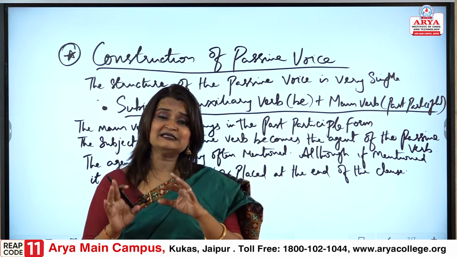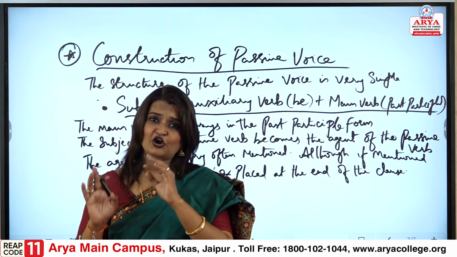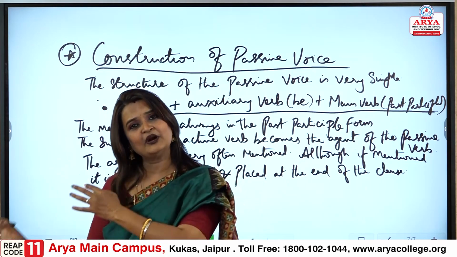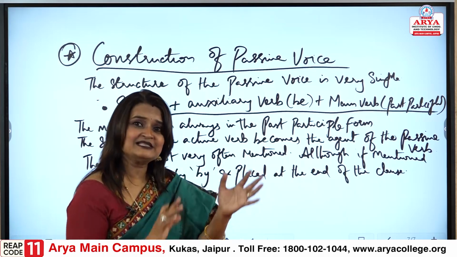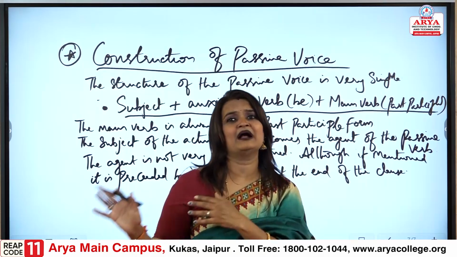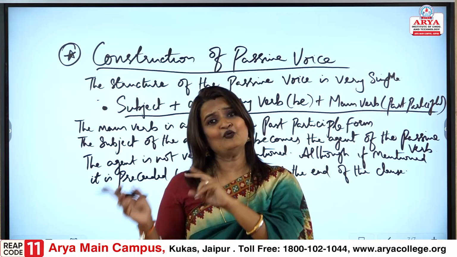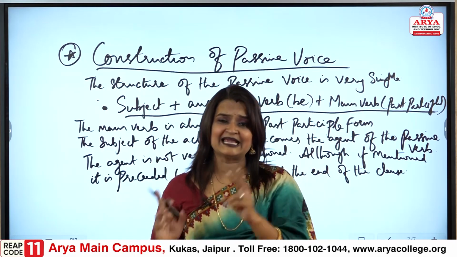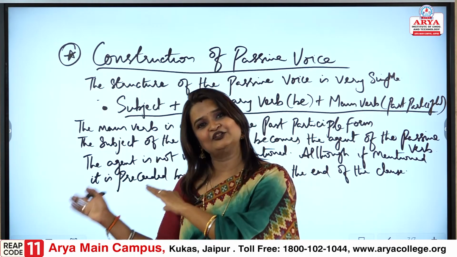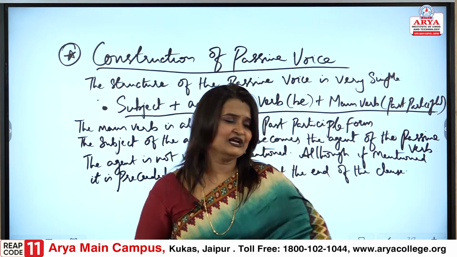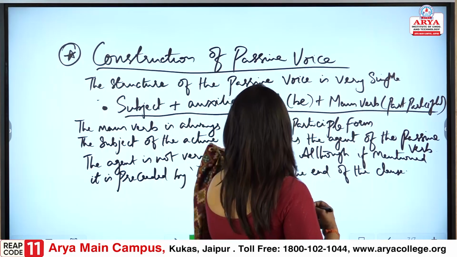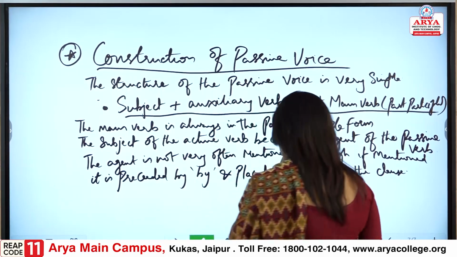Mahatma Gandhi was murdered or shot by Nathuram Godse. Otherwise, Nathuram Godse killed Mahatma Gandhi. So, Mahatma Gandhi was killed by Nathuram Godse. Fine. I hope we understand this in a better manner.